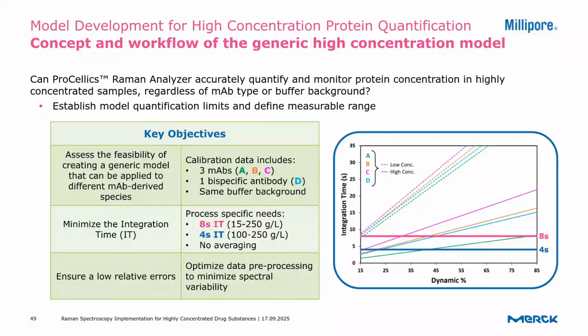Now we'll get into the high protein concentration model development. In order to be a true comparison against UV-Vis methods that can generally be used regardless of mAb type, our initial question was whether Raman could accurately quantify and monitor protein concentration in highly concentrated samples, regardless of mAb type or the buffer background. Also, what would be the limits of this type of model?